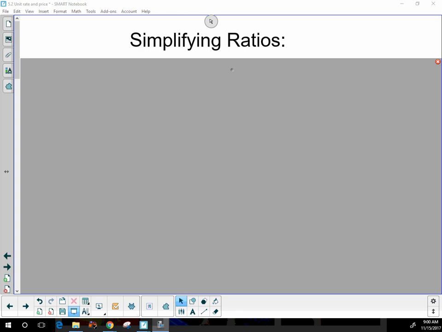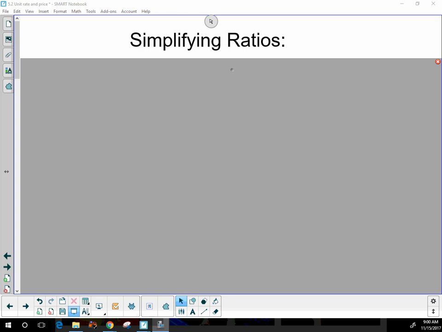This lesson is on simplifying ratios. Now, we already did this lesson yesterday in class, but I thought I would record it and post it to my ESA so you have access to the examples at any time if you're confused.